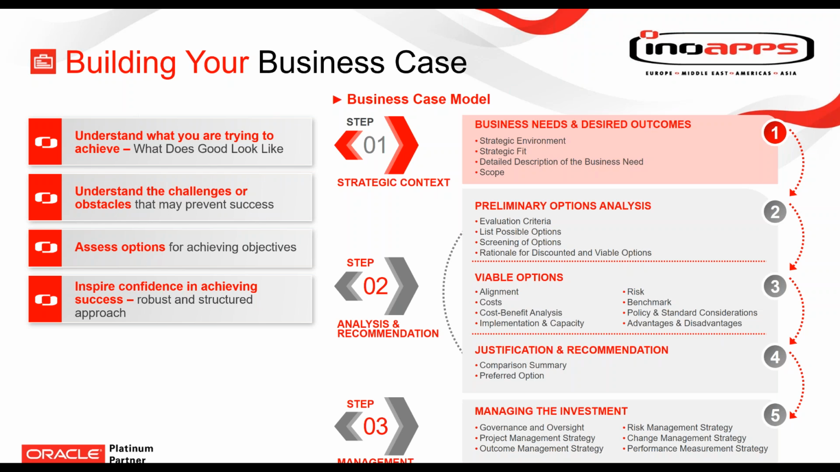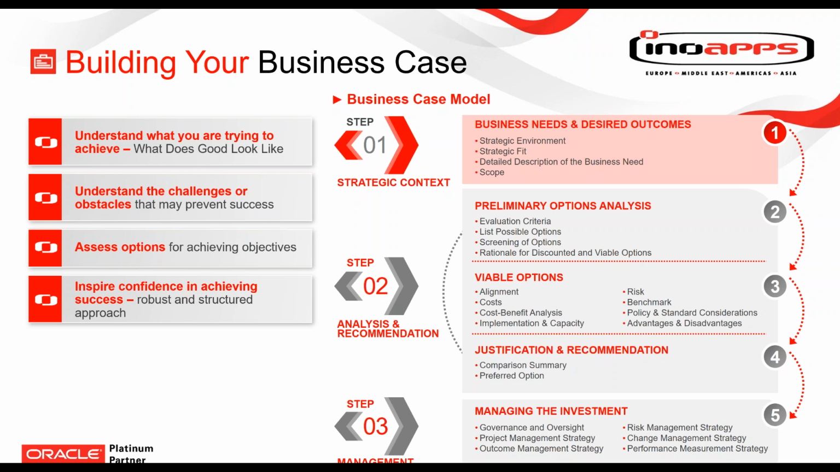So once you've built your business needs and desired outcomes, you can do some preliminary options analysis. So look at your criteria for evaluation, list out all the possible options that you have in terms of that migration to cloud, how you're going to then evaluate those, and put together some rationale for discounted and viable options. So if you're looking at 3 or 4 solution maps or 3 or 4 different vendors, then understand what it is that's going to make you able to take a decision that you want to go with option A, B, and C and not F.